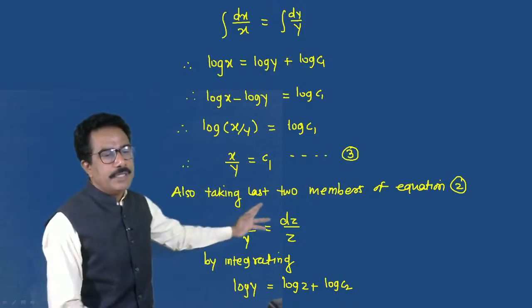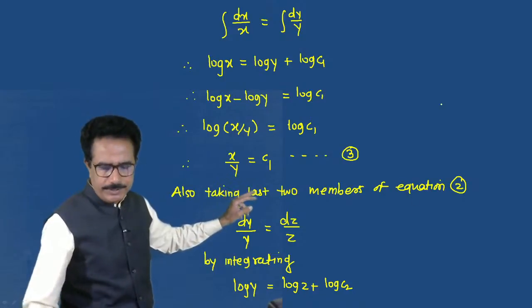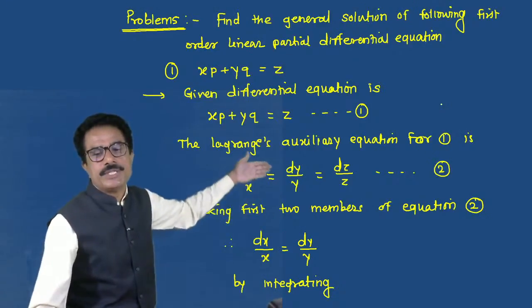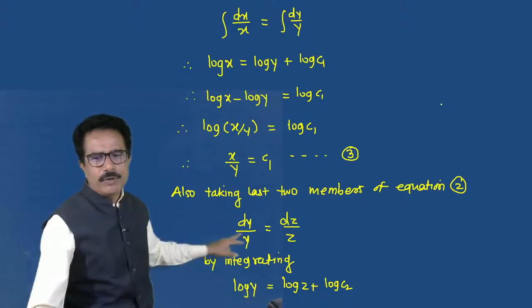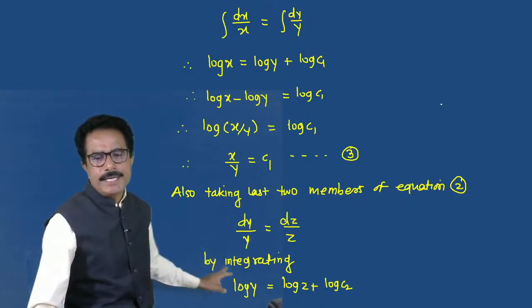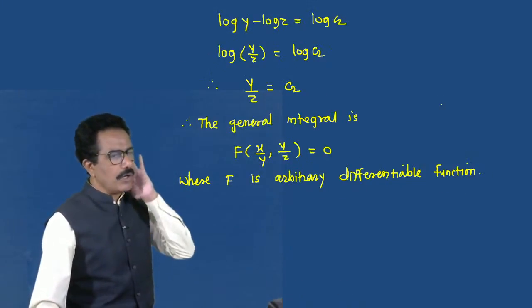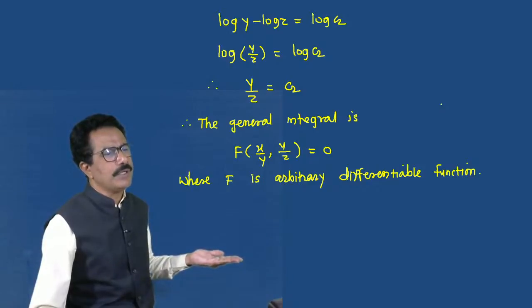Similarly we can take last two members of the equation 2. आता पहा इक्वेशन 2 चे आपण फर्स्ट 2 घेतले होते. आता लास्ट 2 means dy upon y and dz upon z. So dy upon y is equals to dz upon z, by integrating log y, which is equals to log z plus log c2. So log y minus log z is equals to log c2. Log of y divided by z is equals to log c2. So y divided by z is equals to c2.